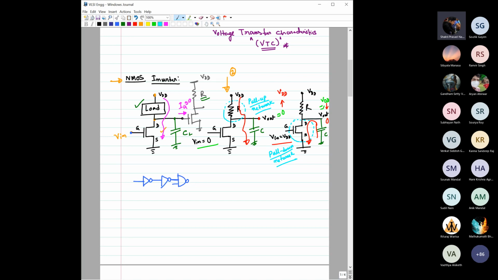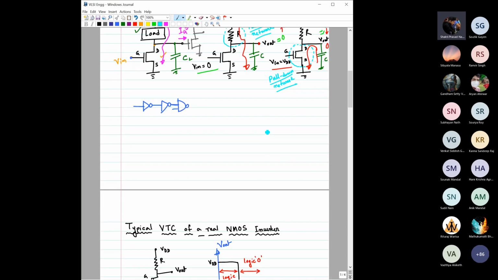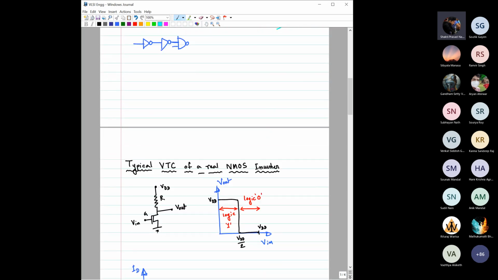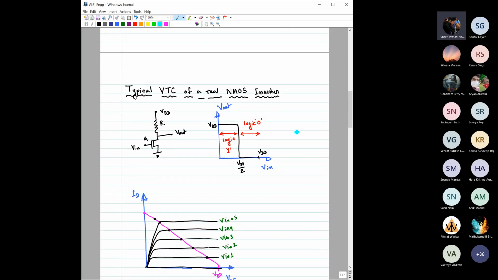I hope this definition is clear to you, what is the pull up network and what is the pull down network. If this part is clear to you, then let us go to the next case and see what it is.